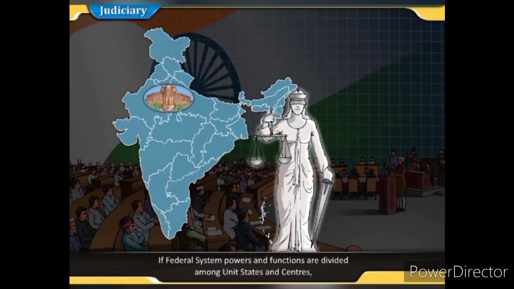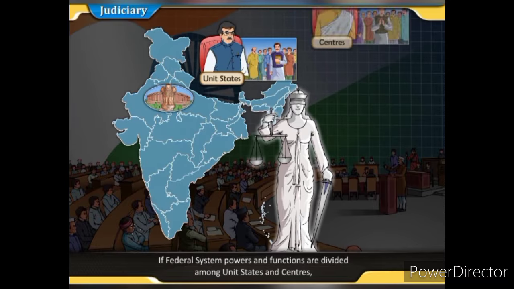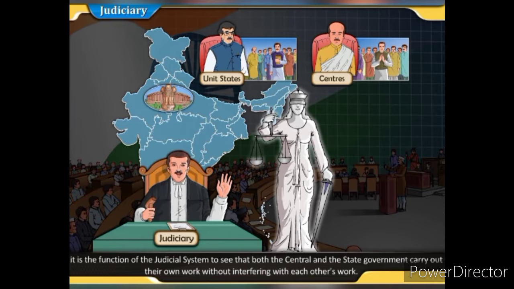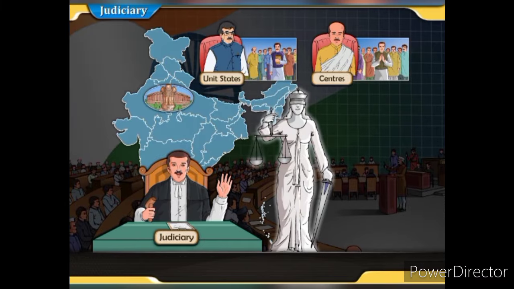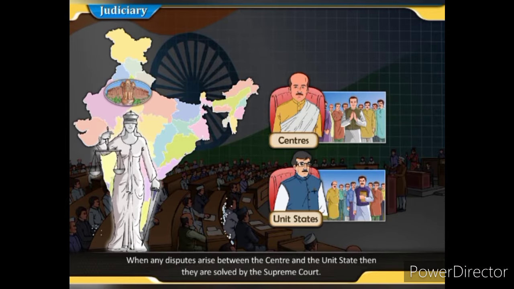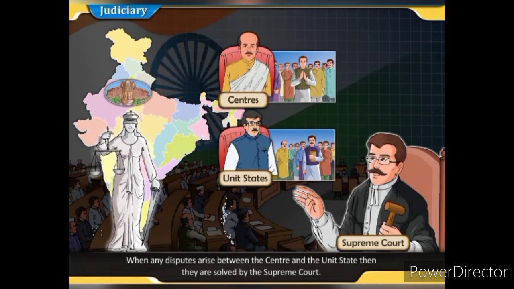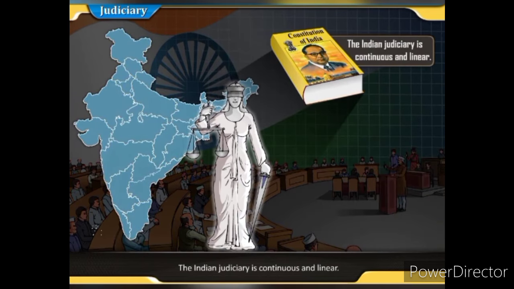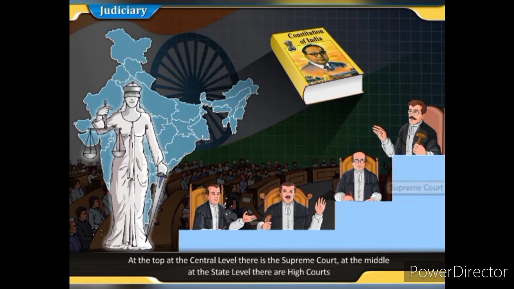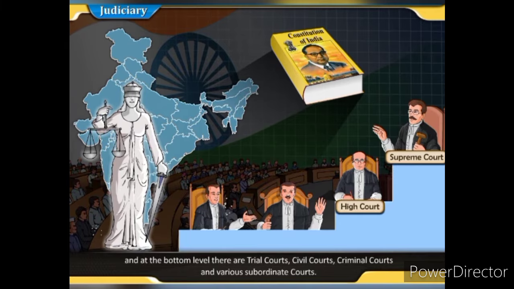In a federal system, powers and functions are divided among unit states and the center, and it is the function of the judicial system to see that both the central and the state governments carry out their own work without interfering with each other's work. When any disputes arise between the center and the unit state, then they are solved by the Supreme Court. The Indian judiciary is continuous and linear. At the top, at the central level, there is the Supreme Court. In the middle, at the state level, there are high courts. And at the bottom level, there are trial courts, civil courts, criminal courts, and various subordinate courts.